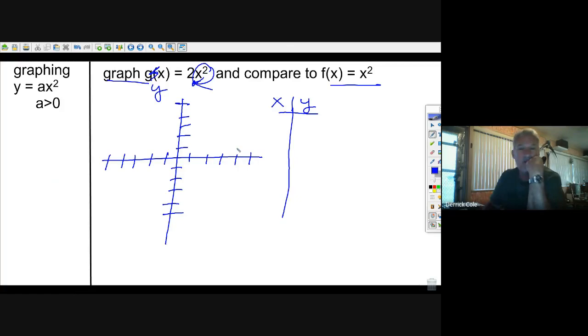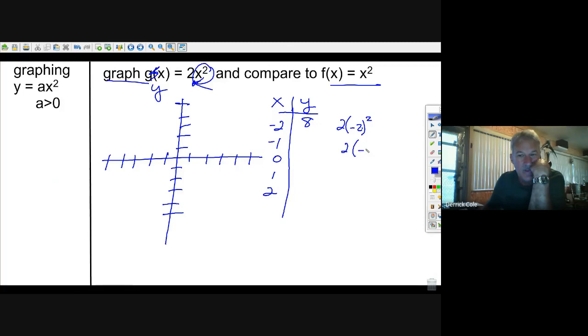We're going to go ahead and graph this. So I would recommend grabbing these points: -2, -1, 0, 1, 2. Then we're going to plug them in. Ultimately, this is what it's going to look like: 2 times -2 squared. So I'm going to square -2. That's going to be 4. 4 times 2 is 8.